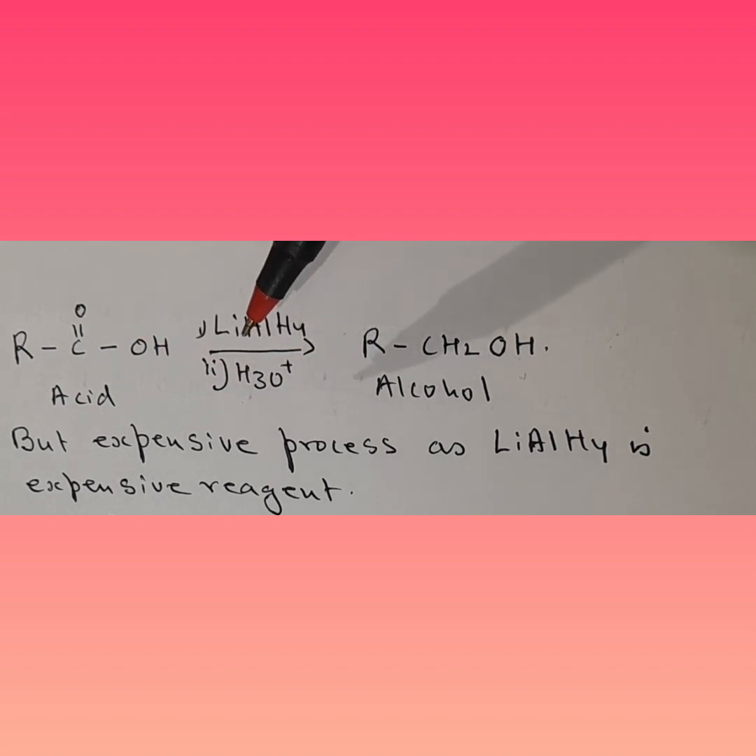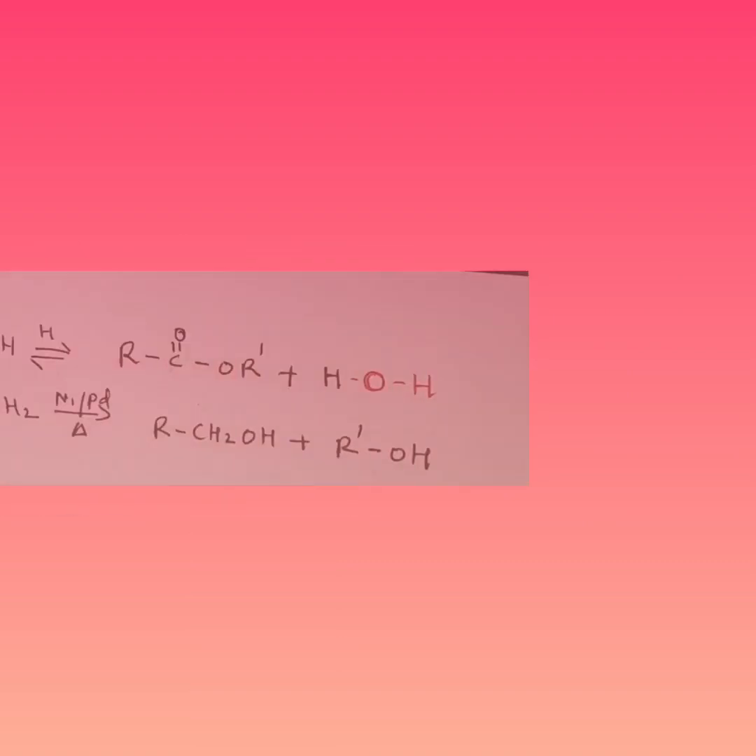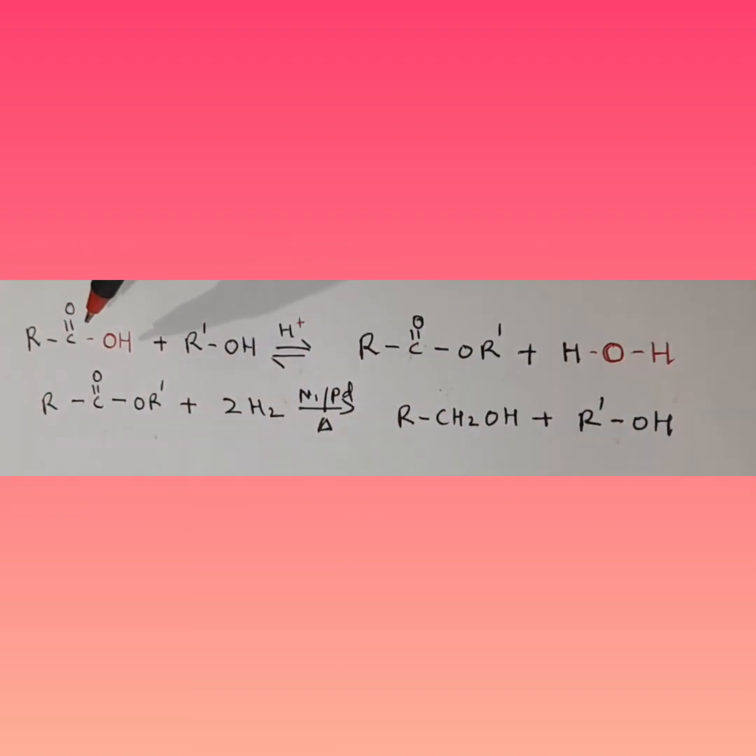So what we do is we treat carboxylic acid with alcohol to get ester first. So in step 1 we synthesize ester in acidic medium. Alright. So the reaction is carboxylic acid plus alcohol giving you ester and water as byproduct, with OH and H as byproduct.